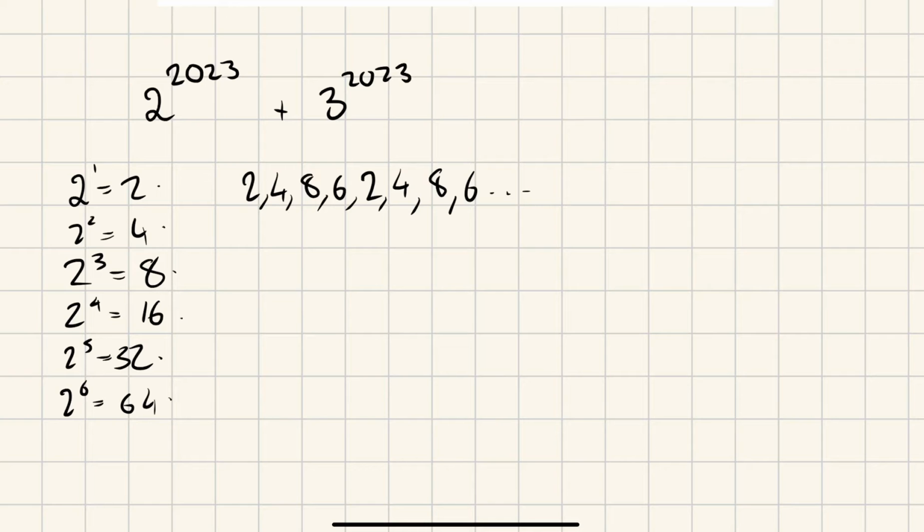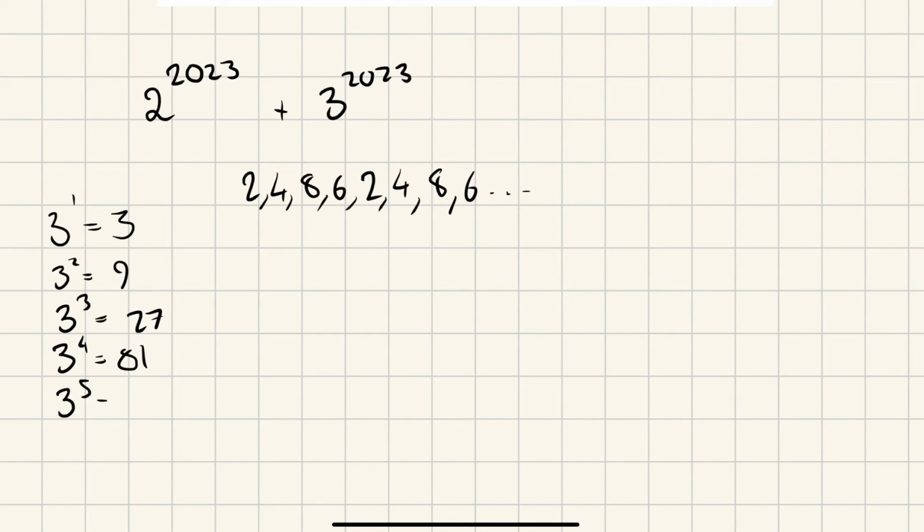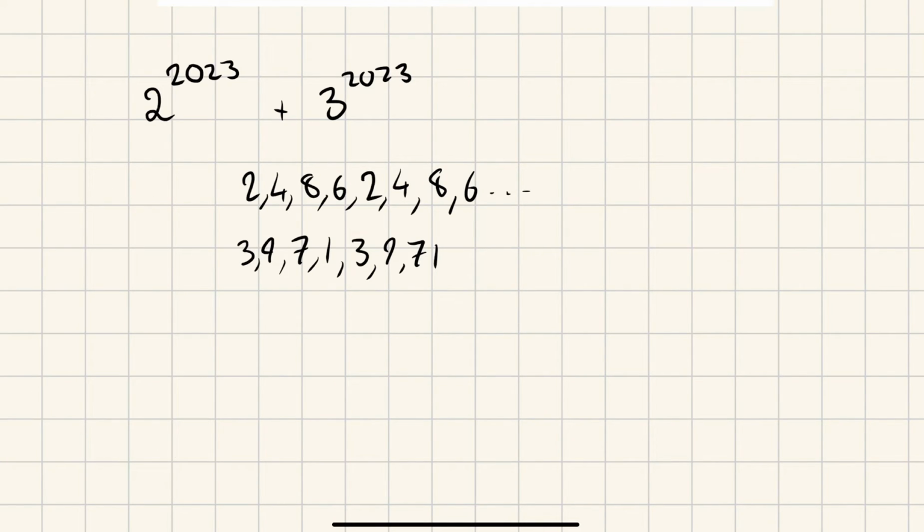Right. Now, let's have a look at powers of 3. We've got 3 to the 1, of course, is 3. 3 squared is 9. 3 cubed is 27. 3 to the 4 is 81. And then 3 to the 5 is 243. And it starts again. It goes 3, 9, 7, 1, 3, 9, 7, 1. So now all that remains is to use this fact.